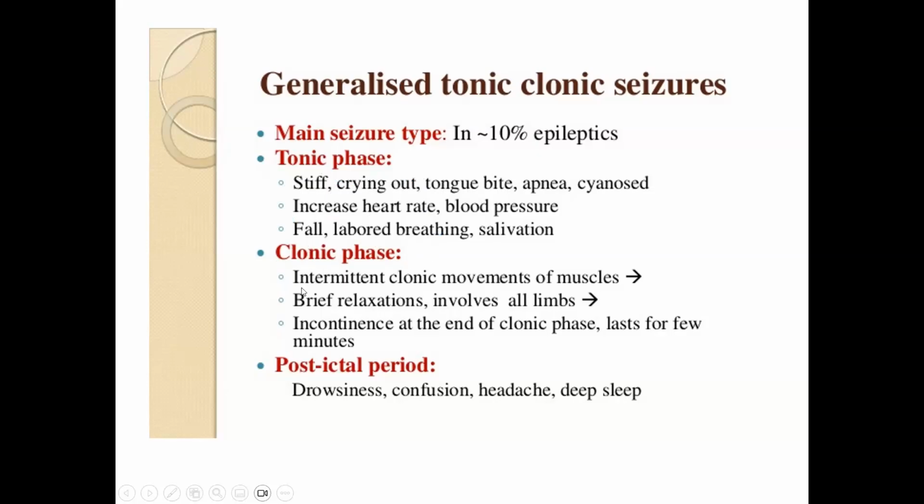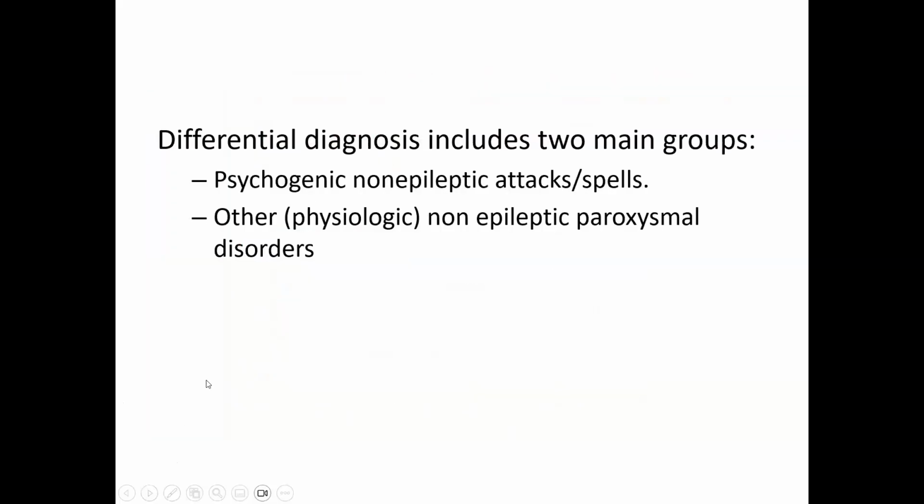Clonic phase is when they're jerky or intermittent. Clonic is jerky movements of the muscles. This can involve any limb, it can involve all the limbs. It's a generalized seizure, and there can be some incontinence at the end of the clonic phase. Then in the post-ictal period, there can be drowsiness, confusion, headache, body aches, sleepiness, and all that. Right? So differential diagnosis, this is very important.